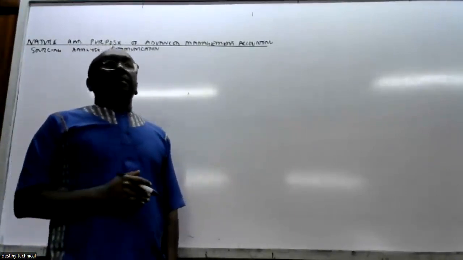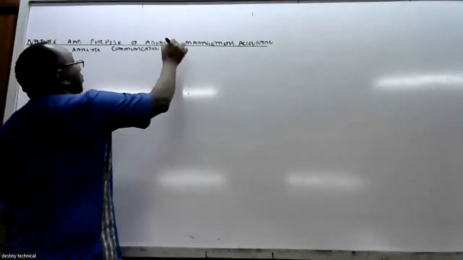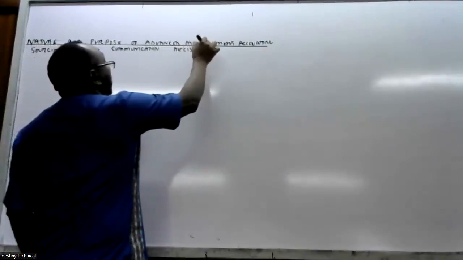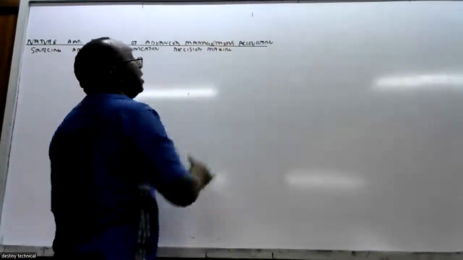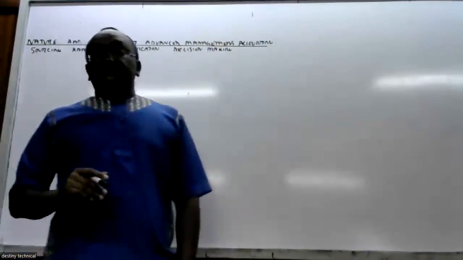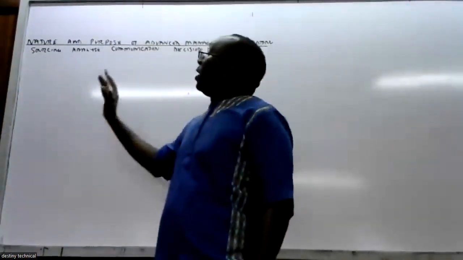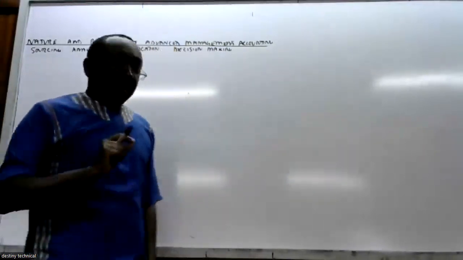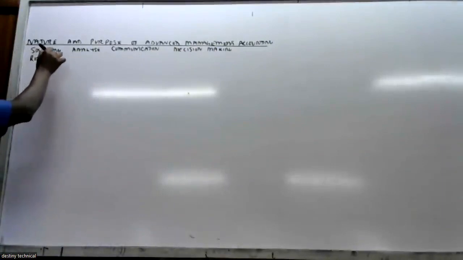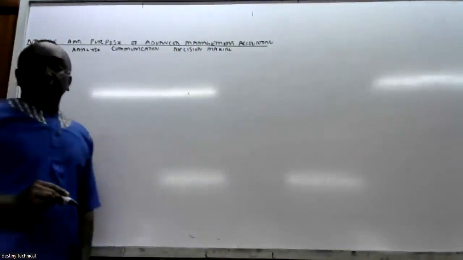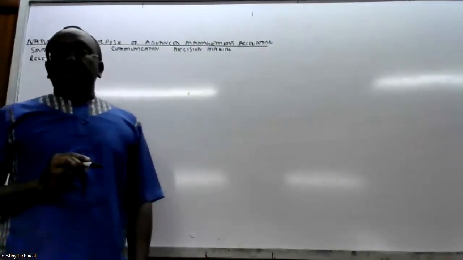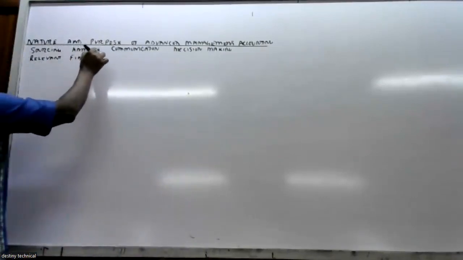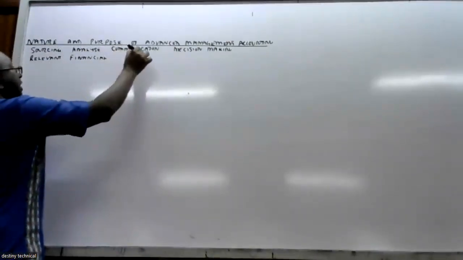The other thing that we have said is that this information will be used for decision making. It therefore requires that when you are communicating and even when you are gathering this information, you must gather information that is relevant. You must gather information that is important to the user of your information. The other thing is that this information is both financial and non-financial.